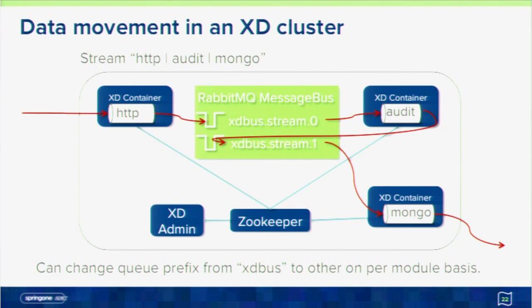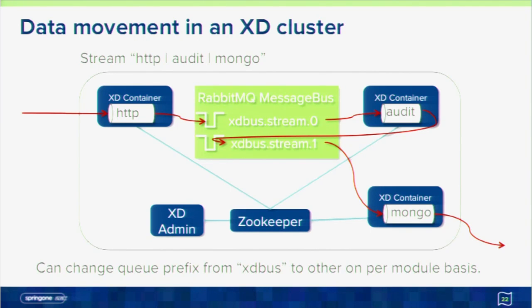Right, so this kind of shows you the way the data is flowing through. And you can note, by the way, XD bus is the prefix, but you can configure that in the servers.yml or one of the other deployment files. So you could tap before the data is processed or after. Anytime it's on the bus, you can tap.